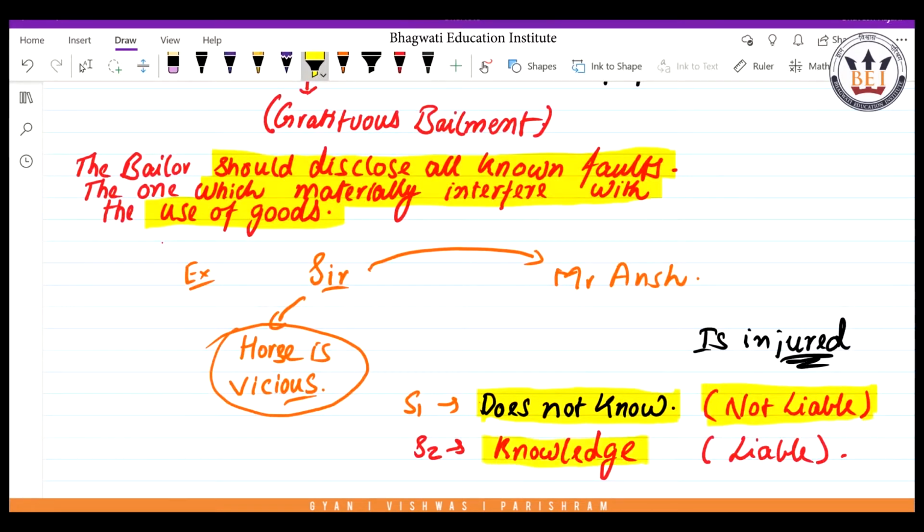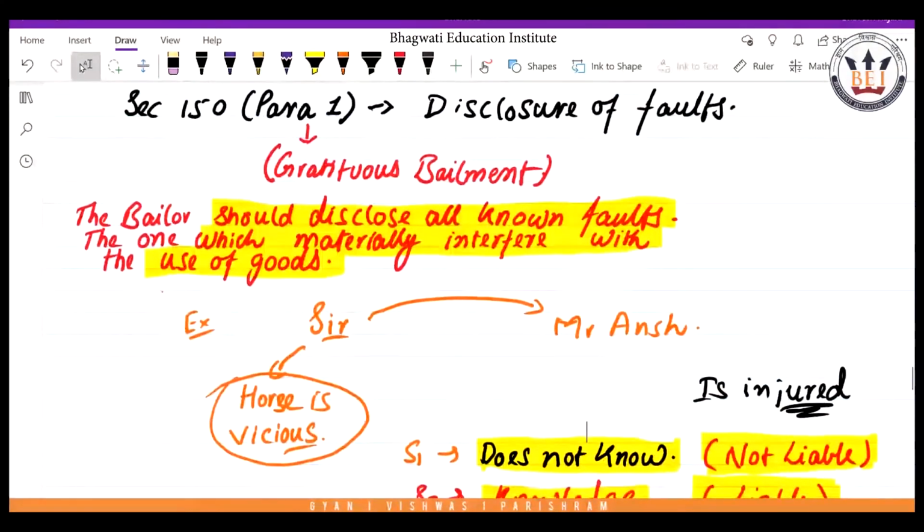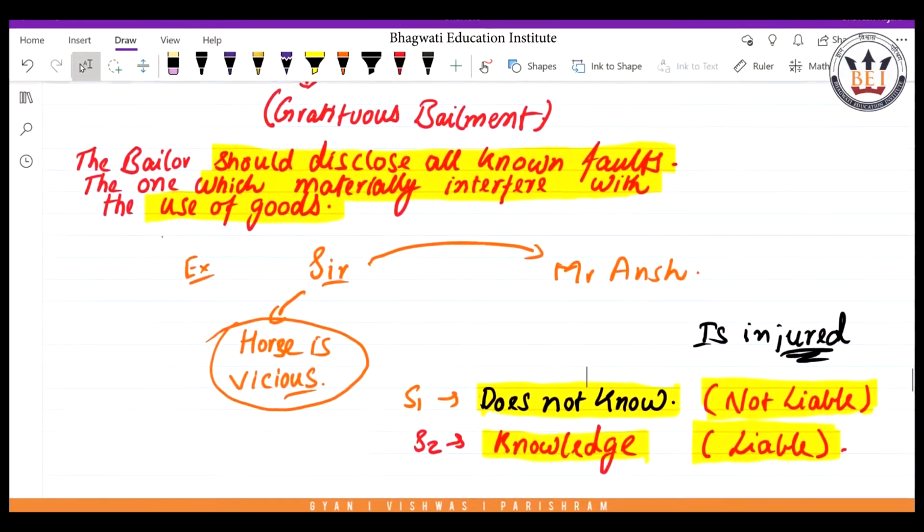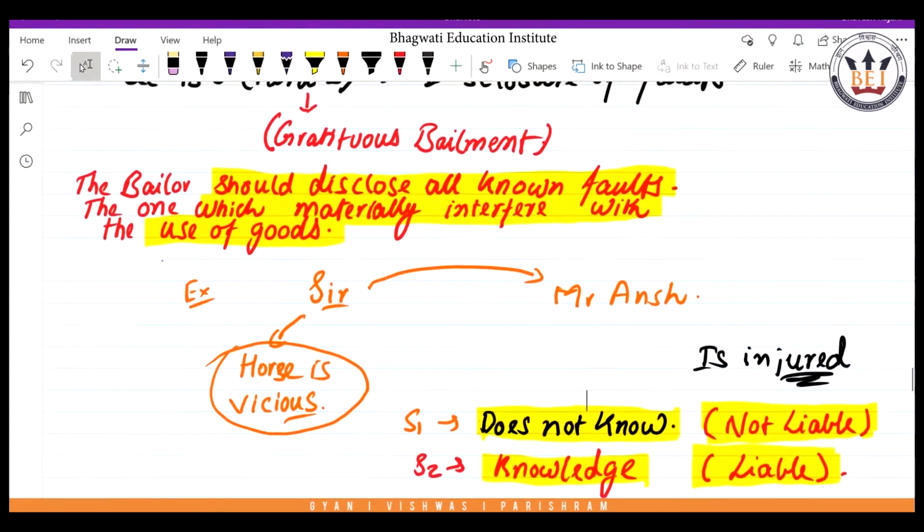But if you had the knowledge and purposefully gave it without disclosing it, then if any injury is caused to the bailee by usage of such goods, then the bailor is liable to compensate the bailee for the same. Now guys, we clearly understood as to what section 150 para 1 wants to say regarding the disclosure of faults in case of only and only gratuitous bailment.